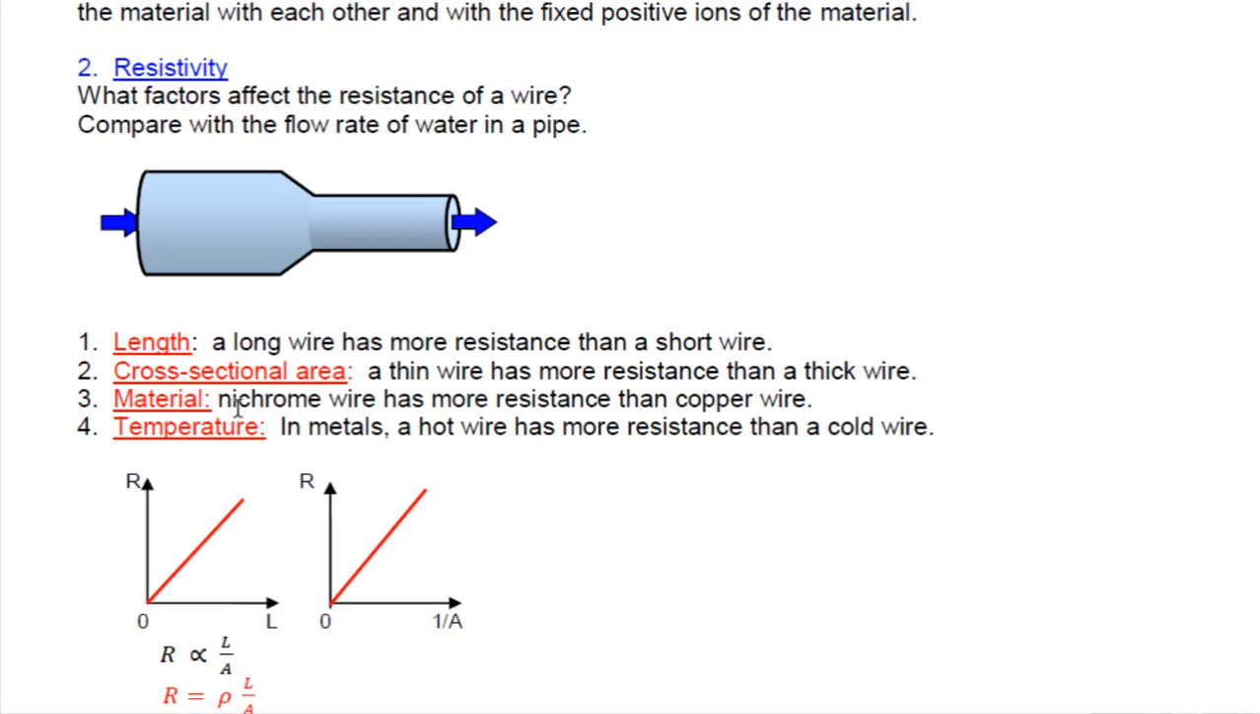Resistivity is a property of a material. So nichrome has its own resistivity, therefore it has its own resistance per unit change in the temperature or time. Then we've got copper wire as well, it has its own resistivity. So resistivity is a property of a material. Temperature. In metals, a hot wire has more resistance than a cold wire.